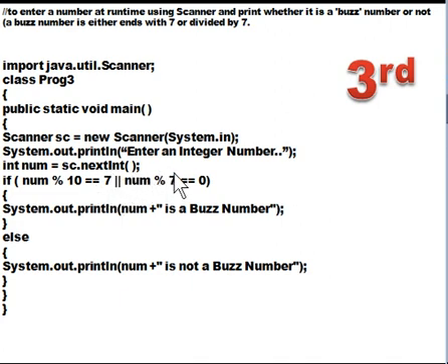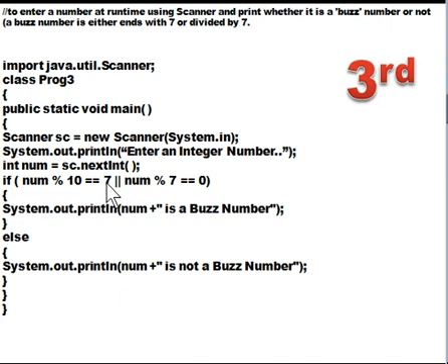If num % 7, that means if the remainder after dividing by 7 is 0, either the remainder is 7 or the remainder is 0, then it is a buzz number. So I am going to display that the given number is a buzz number. Otherwise, it is not a buzz number. So understand it, a buzz number is a number which on divisibility by 7 either gives the remainder 0 or it is ending with 7.